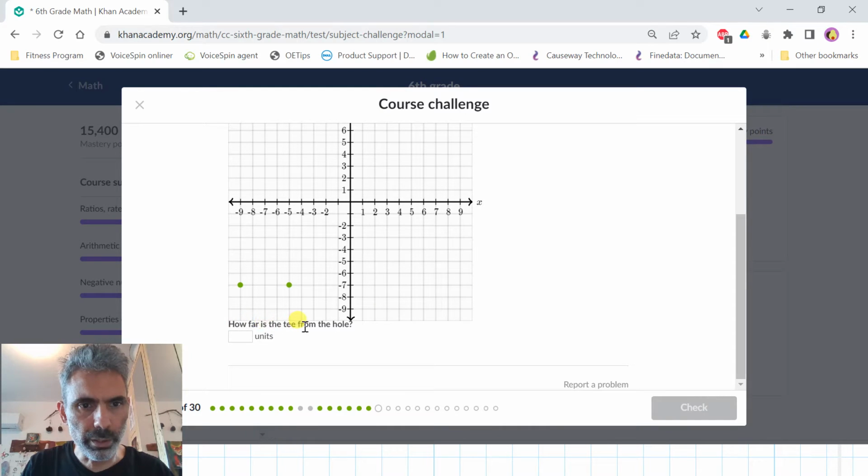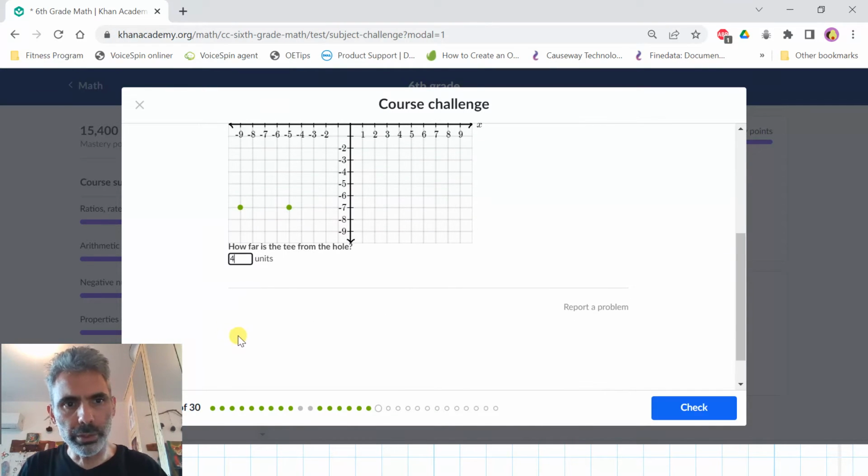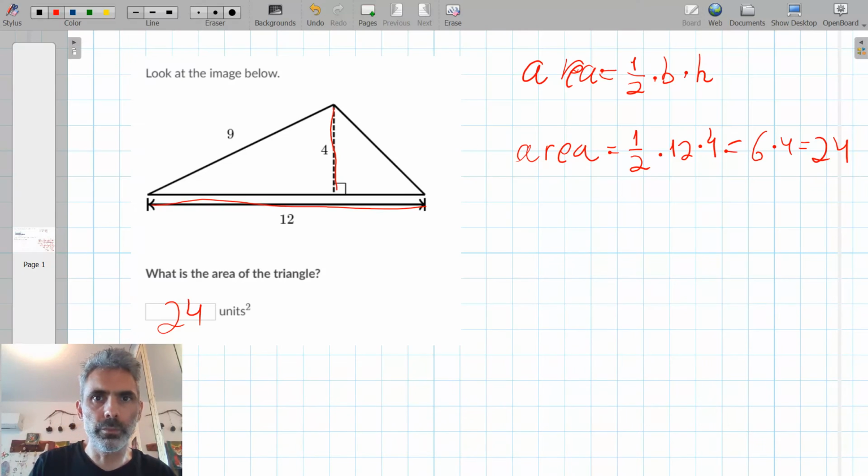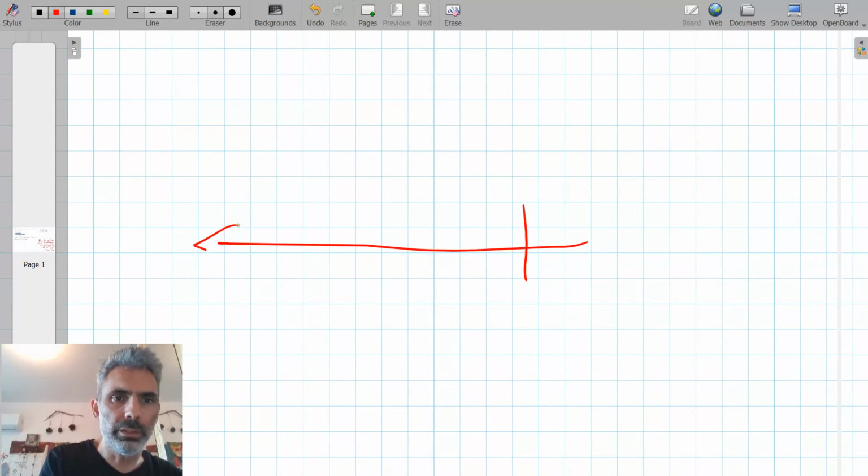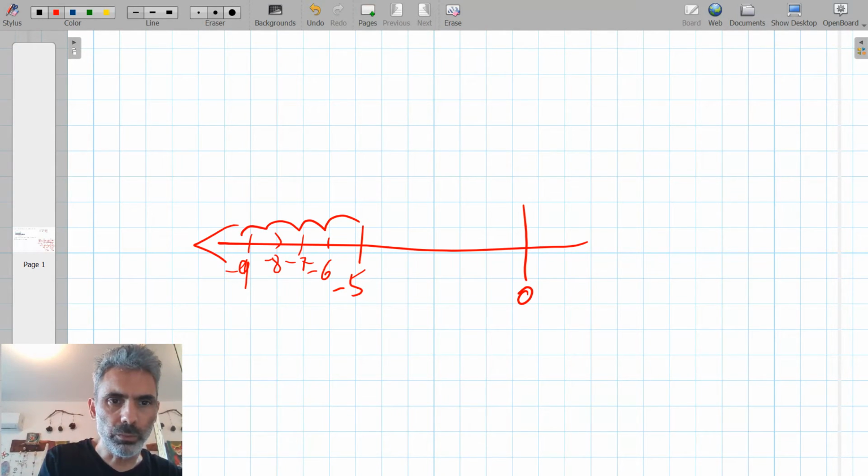Okay, how far is the T from the hole? So the distance between -5 and -9 is 4 units. You can see that 1, 2, 3, 4. So 4 units. This is 0, so we have -6, -7, -8, and -9. So 1, 2, 3, 4. To go from -5 to -9, we go 4 steps.